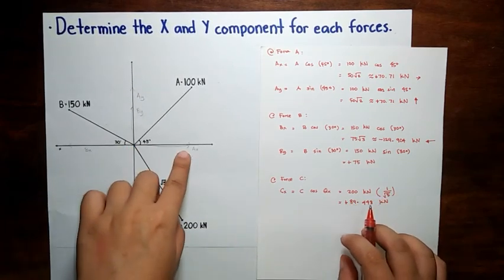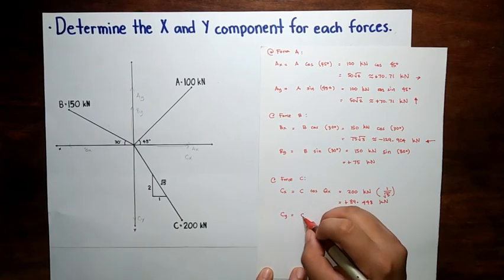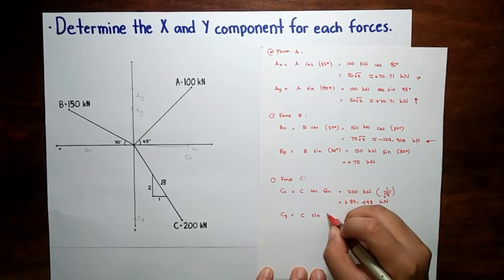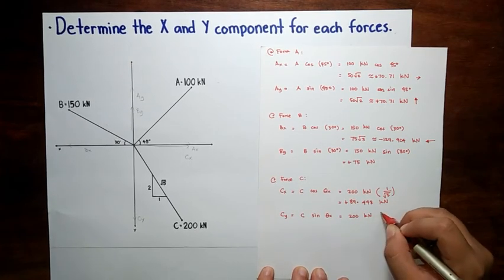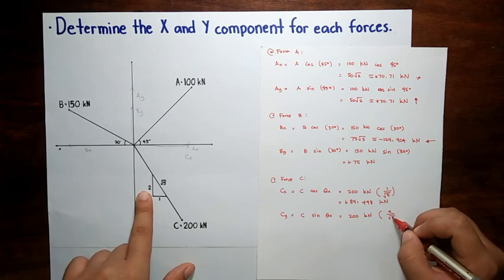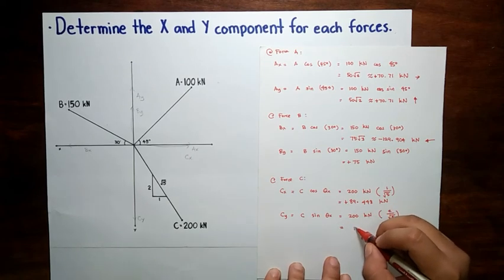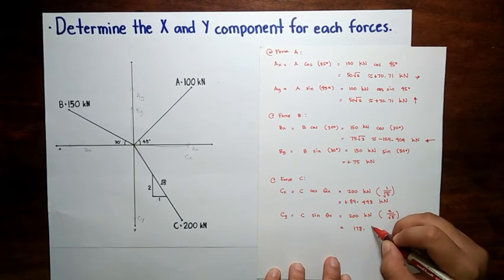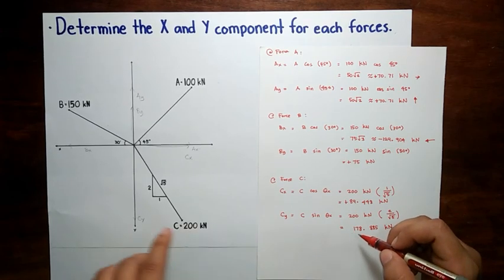Next, for CY, that would be C sine theta x, equal to 200 kilonewton times the opposite over the hypotenuse, 2 over square root of 5. So that would be negative 178.885 kilonewton, and that is negative because it's going downwards.